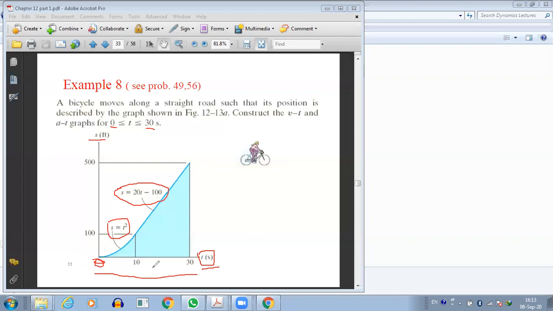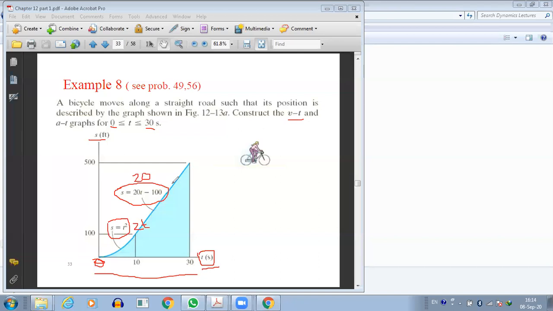Okay, good. So let's move ahead. So now if you understand the problem statement, let's move on to the solution. Solution is very simple. What is the relationship between S and V? We need to find VT graph. We have ST graph. So what is the relationship between S and V if S is given as a function of time? This is basically V equals ds by dt. We just differentiate with respect to time. If I differentiate the first equation with respect to time, what will be the velocity? It will be 2t, right? If I differentiate the second with respect to time, what will be the velocity? It will be 20.